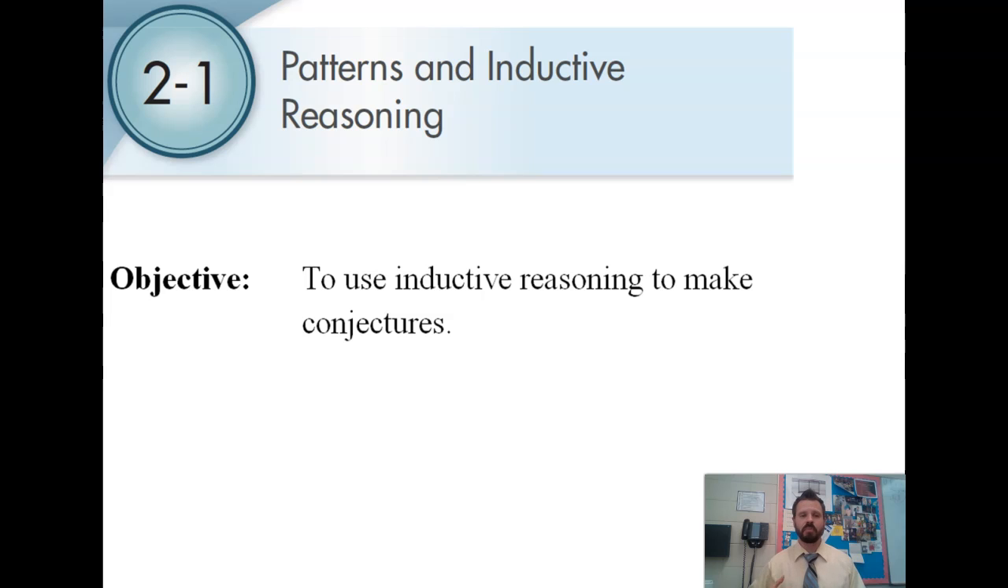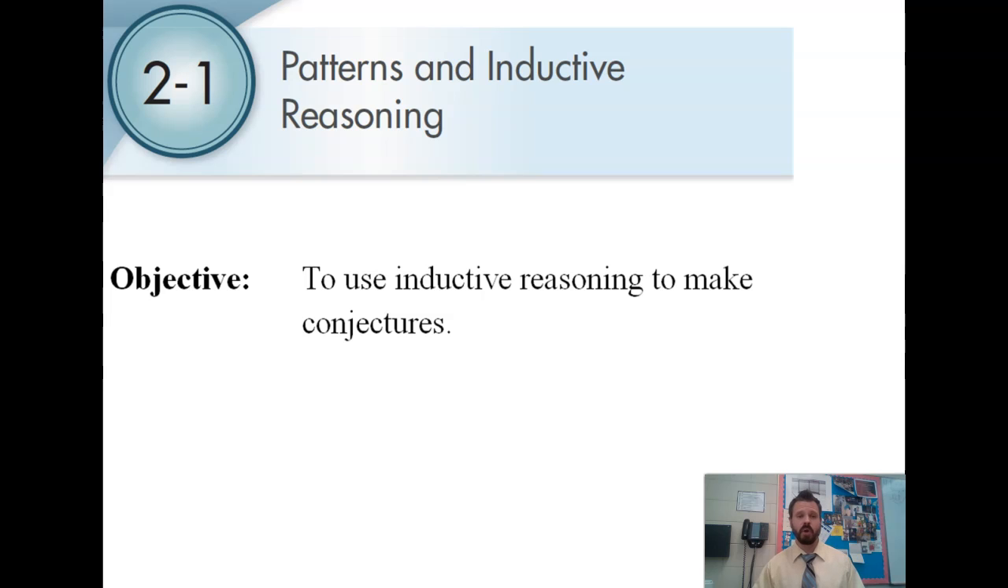Now, logic is an important part of geometry because it's what allows us to come up with new properties, new formulas, or new theorems about geometric figures or geometric objects. Also, having a good logic foundation is going to help us solve more and more complicated problems as we move forward. Okay, so that's why we're focusing on logic for this chapter here.